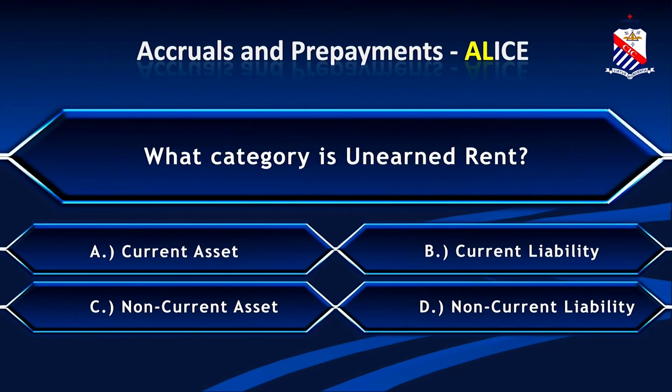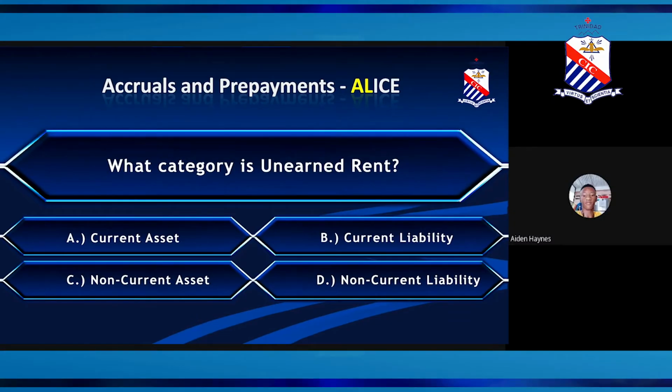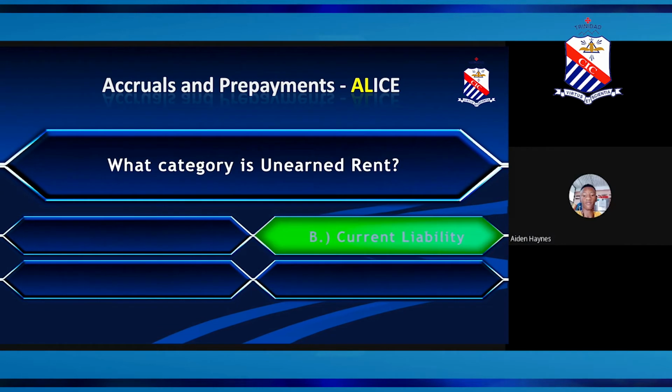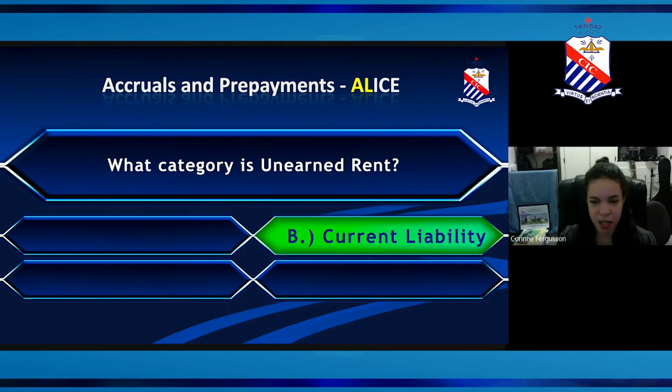So what category is unearned rent? Current liability. Everybody says current liability. Was the first person Aiden, right? That's right. So you guys were all correct in this case. In terms of speed, Aiden got it this time.